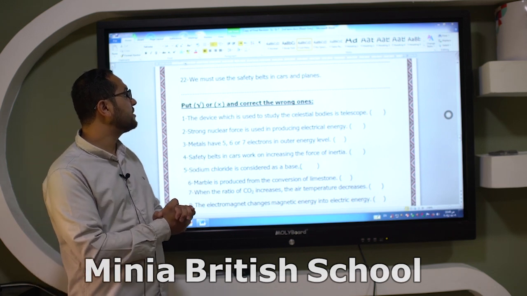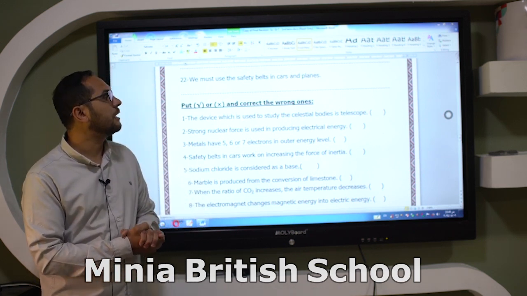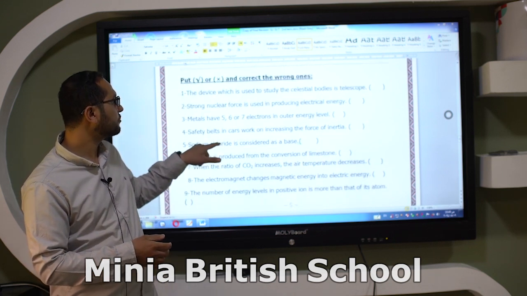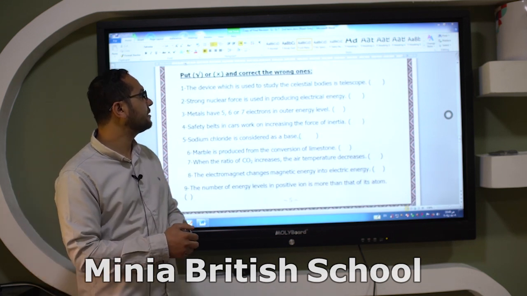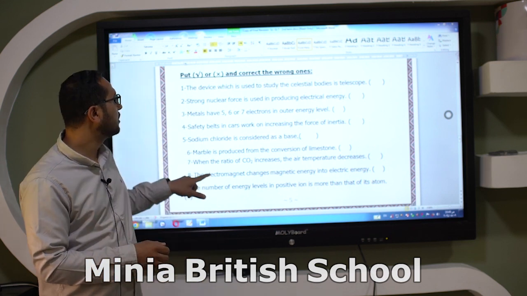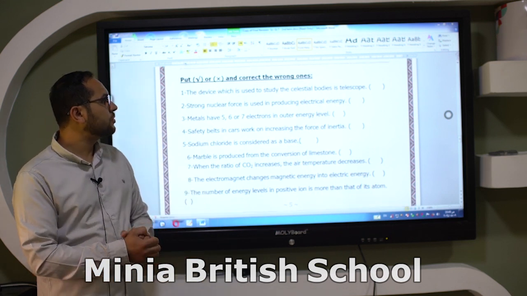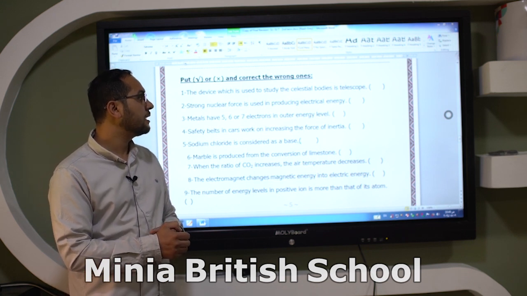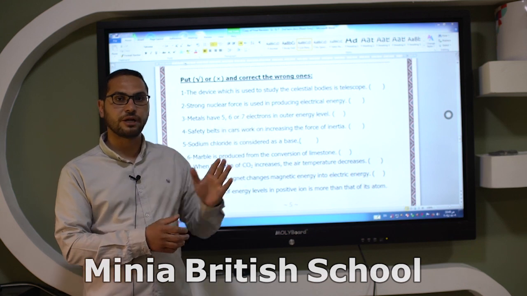We must use the safety belts in cars and planes. Why? To protect us from accidents. Put true or false, and correct the wrong ones. The device which is used to study the celestial body or celestial bodies is the telescope. This is a correct sentence.